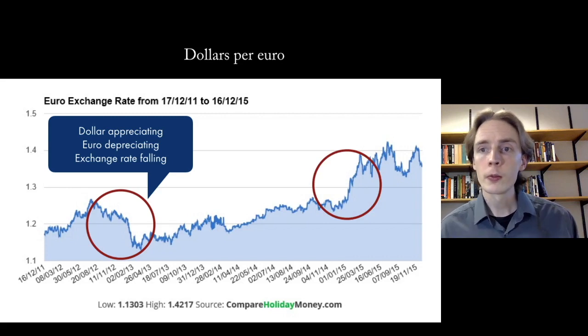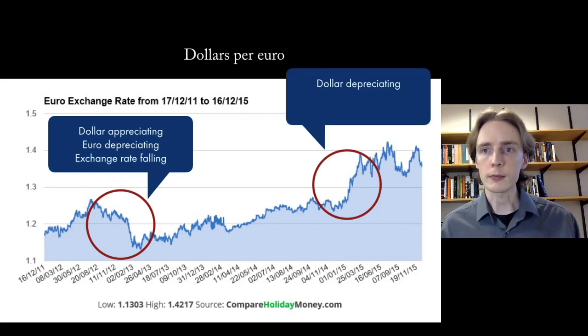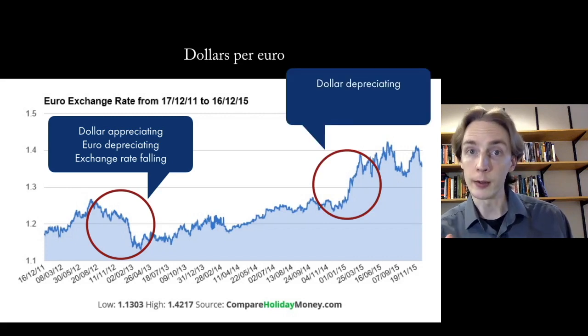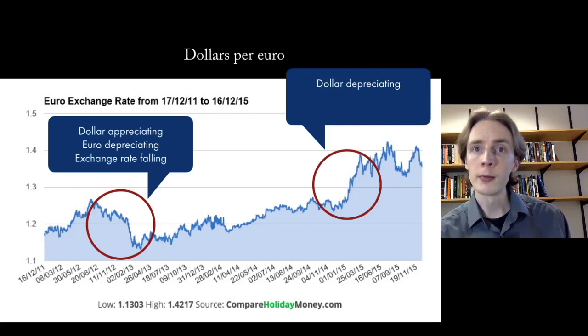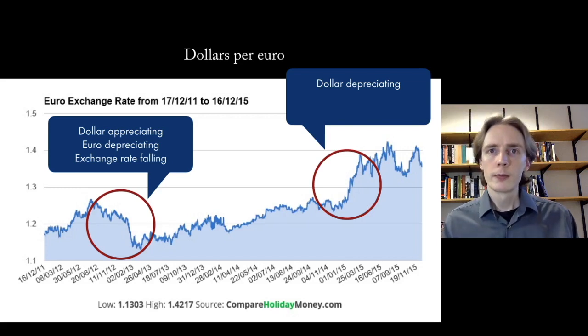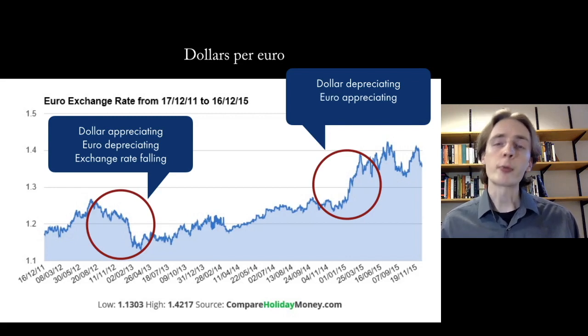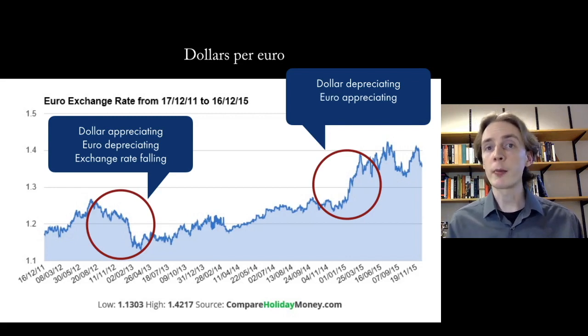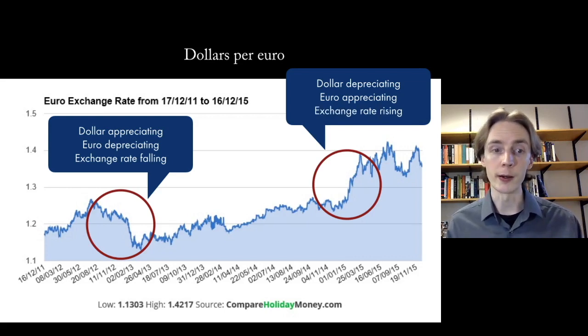Over here, we have the exchange rate rising, which means that the dollar is depreciating. Now it takes more dollars to buy 1 euro. We've gone from about 1.25 to about 1.4. So the dollar is getting less valuable relative to the euro, and the euro is appreciating. The euro is becoming more valuable. You can now buy fewer euros with $1. And the exchange rate here is rising.